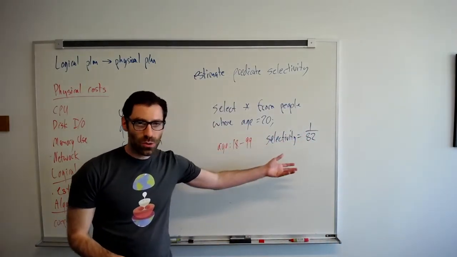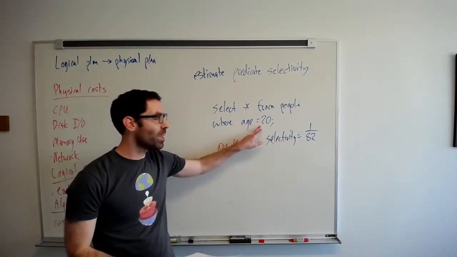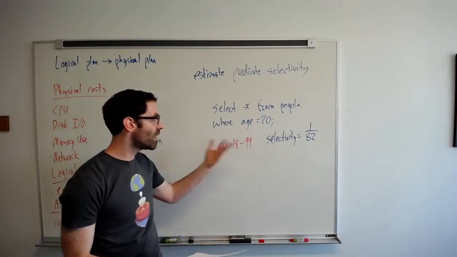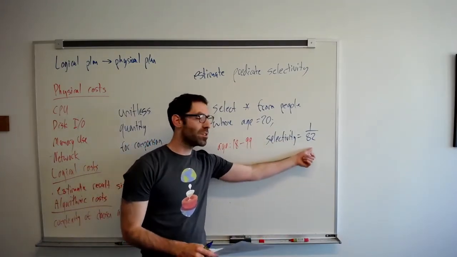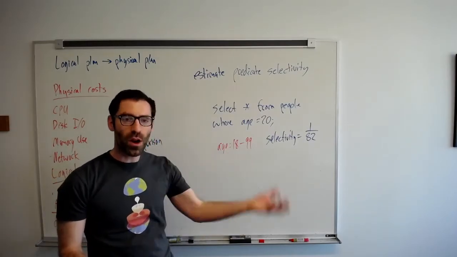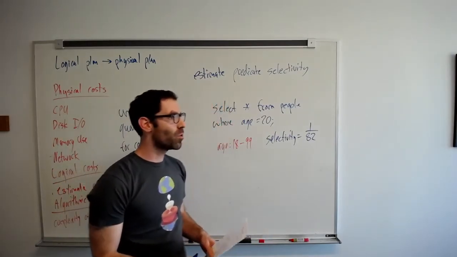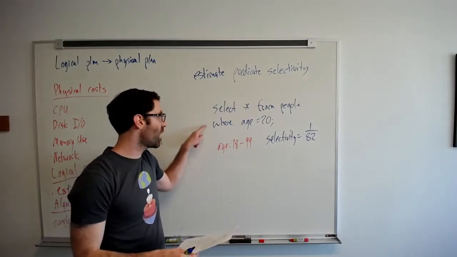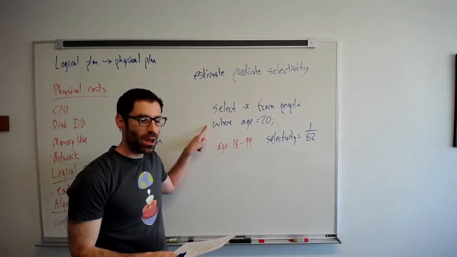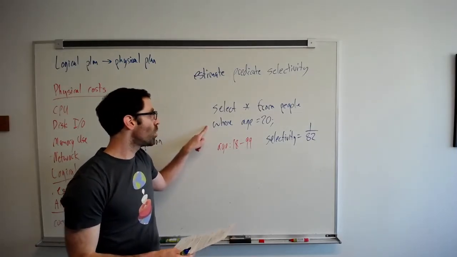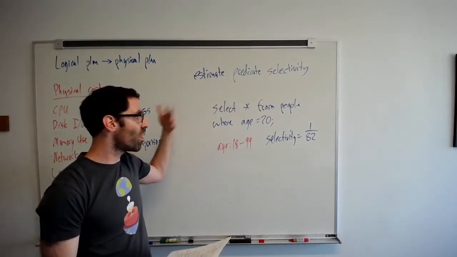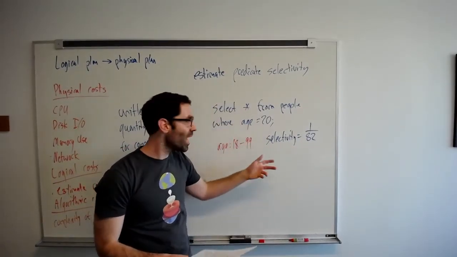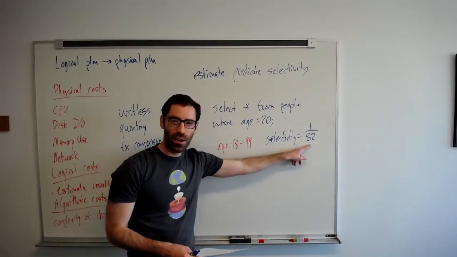But the actual data may be quite different. Maybe age 20 is much more common or much less common than other ages. And so these estimates are only approximations, and we wouldn't want to, in order to estimate how much a particular plan for this query will cost, need to run this query or other queries as part of the planning phase in order to get a better estimate.